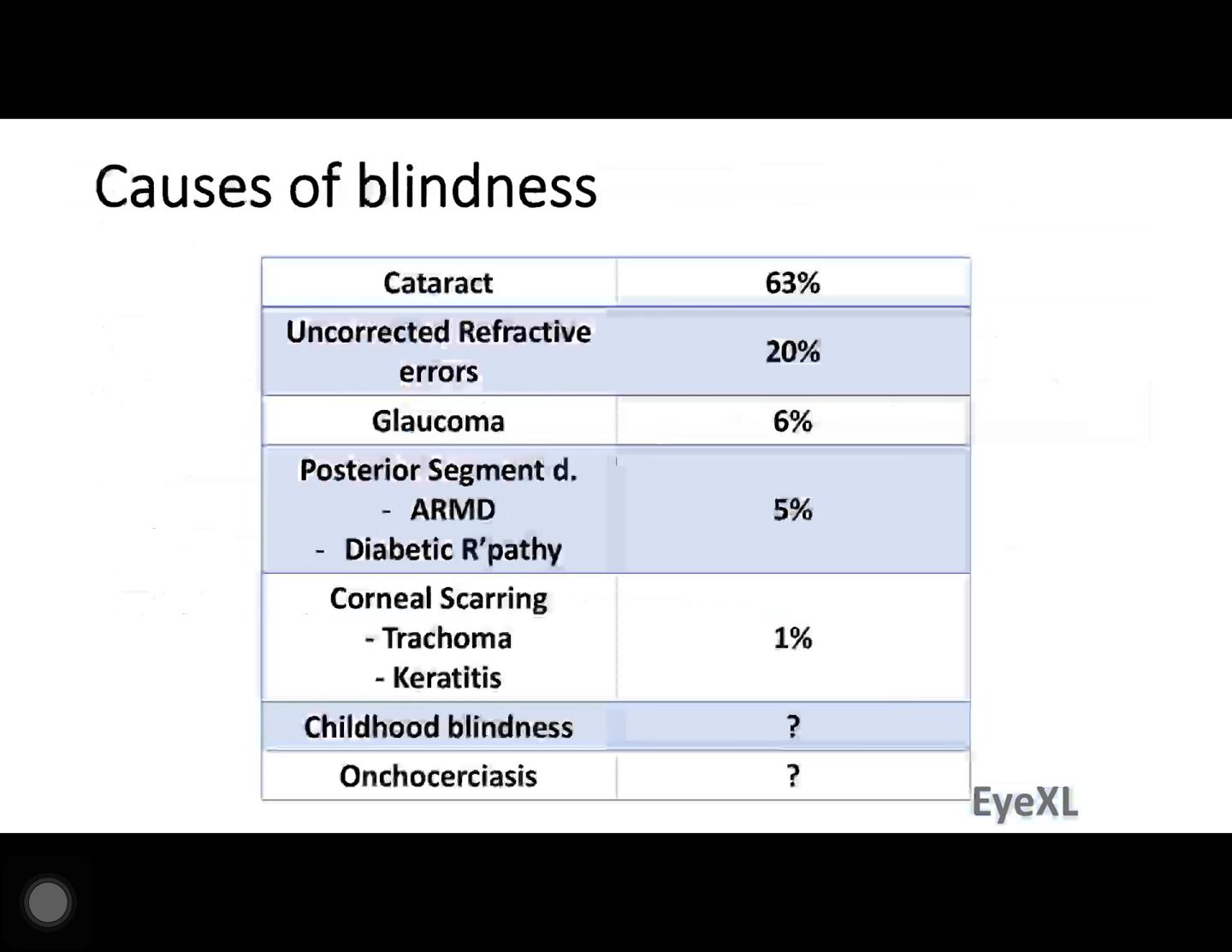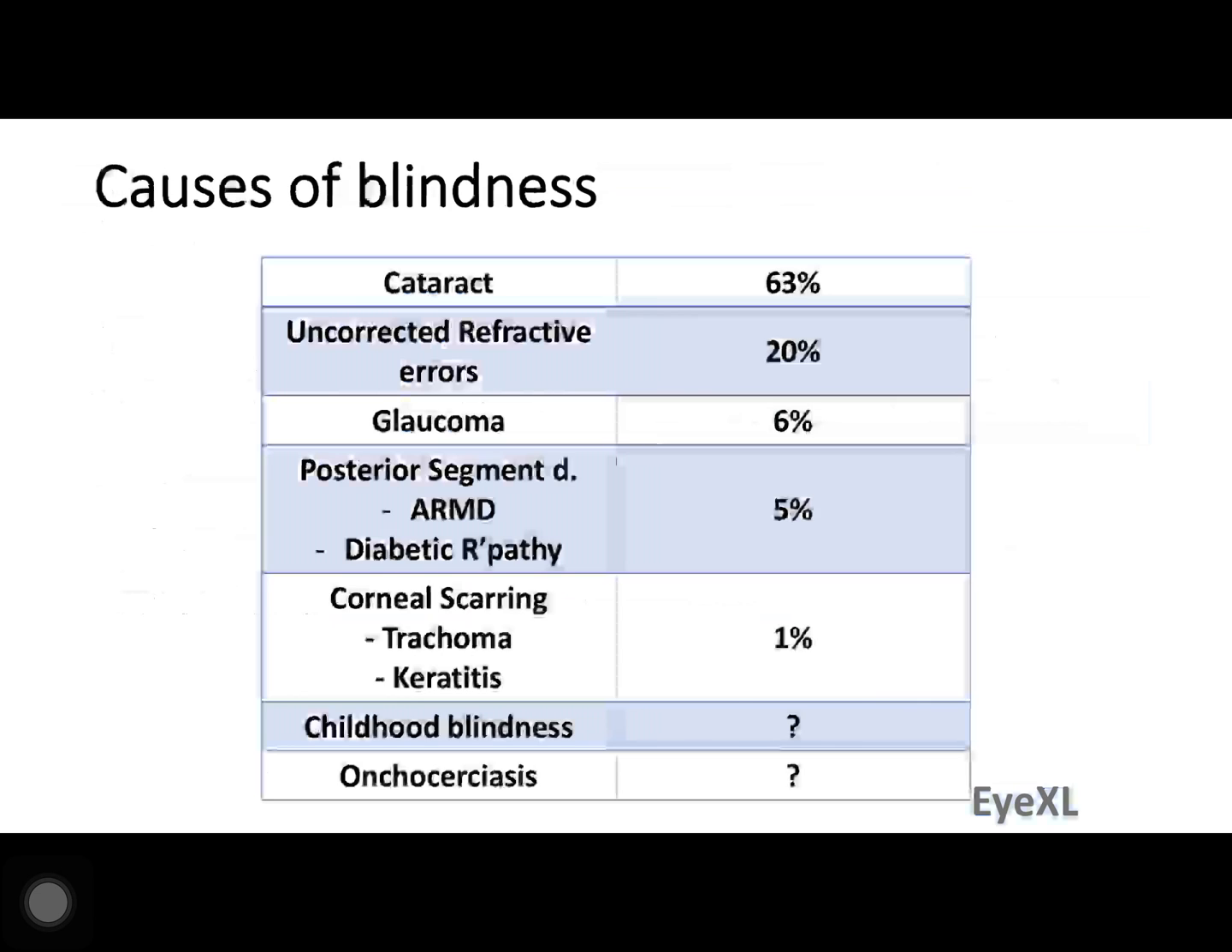Cataract is obviously the largest cause of blindness in India, which constitutes about 63%. Then come uncorrected refractive errors. The word uncorrected is important because just a presence of refractive error does not mean the patient is blind. This refractive error can be corrected, with the aid of spectacles, with the aid of contact lenses, whatever. So an uncorrected refractive error is a cause of blindness. Glaucoma constitutes the next common 6%. Posterior segment diseases such as age-related macular degeneration or diabetic retinopathy. So diabetic retinopathy is on an increase simply because India very often has been called the diabetic capital of the world. So naturally, you're going to have an increased incidence of the complications as well. Corneal scarring, such as trachoma or keratitis, constitute about 1%.